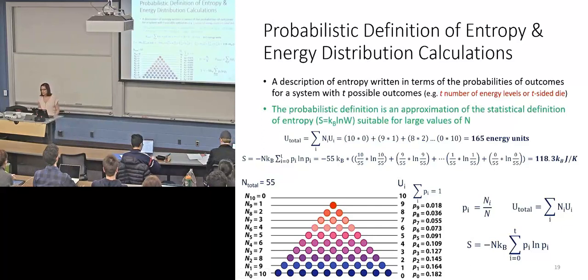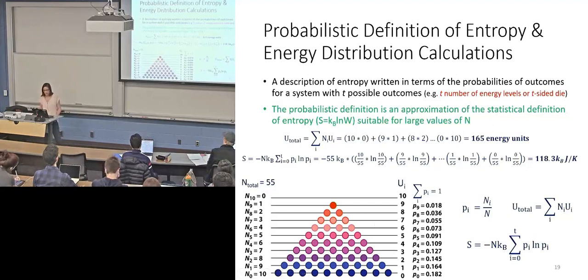The probabilistic definition is an approximation of the statistical definition. It's suitable for very large values of n. So how come I don't need the probabilistic definition for small values of n? Do I even need it for the system that's on the board right now? Not really, because I can do the multiplicity of this system. N factorial is 55 total things. The categories on the bottom, I have 10 factorial, 9 factorial, 8 factorial. So I can do this. None of these numbers require it.